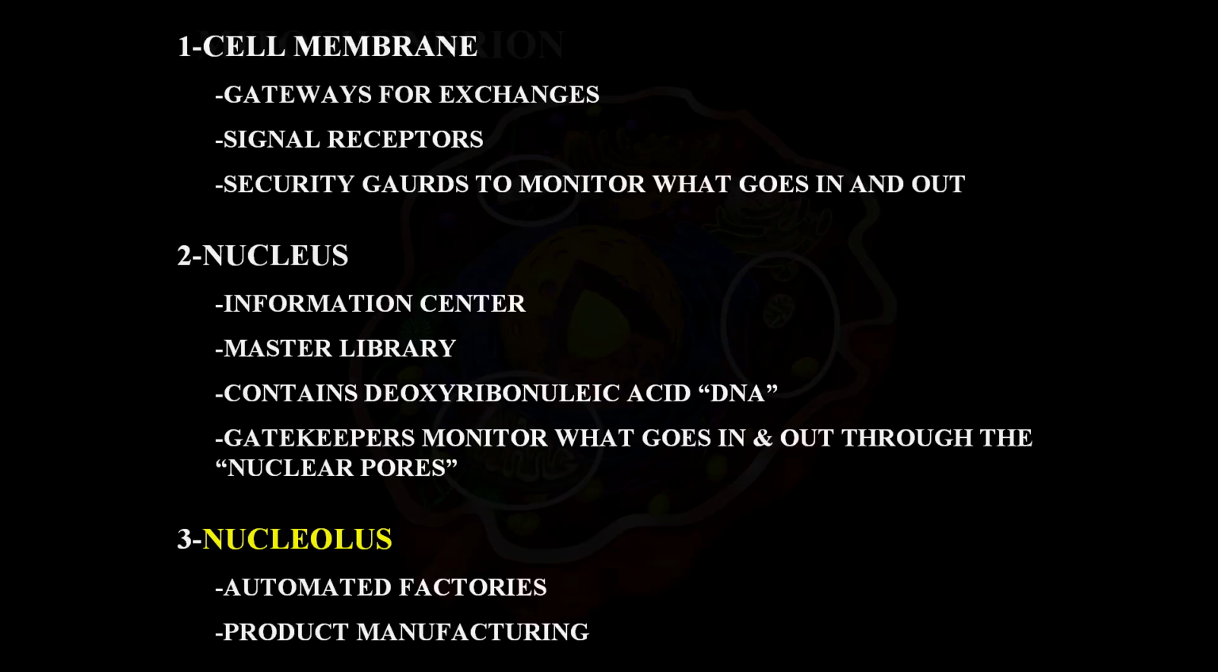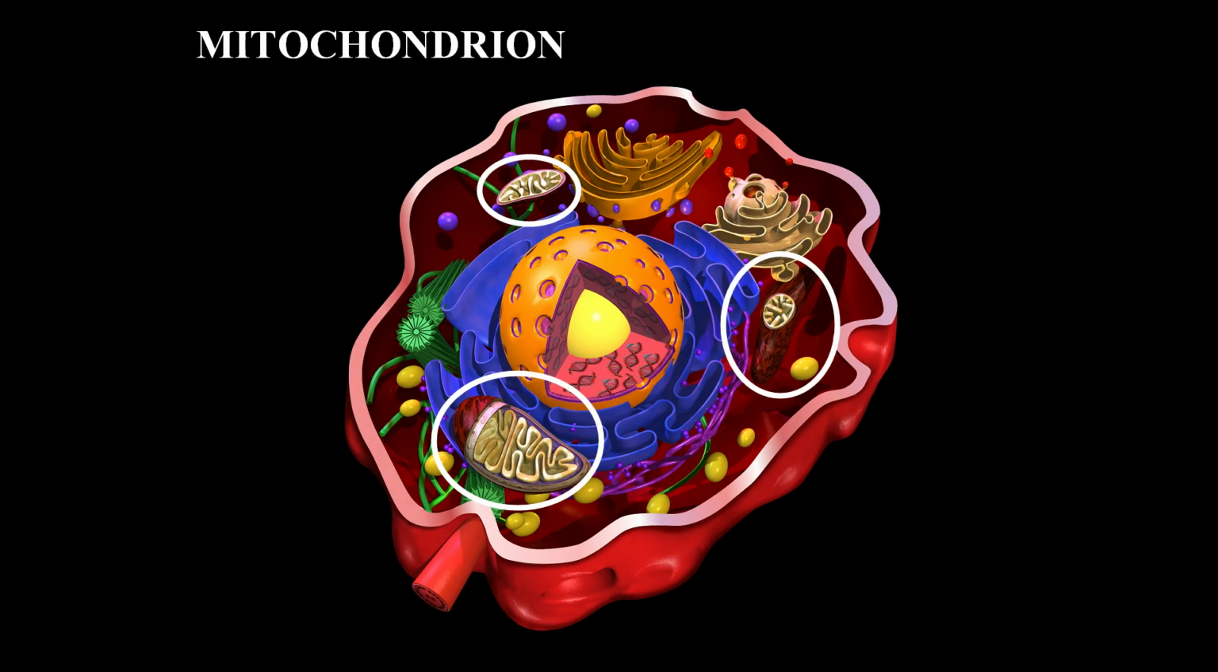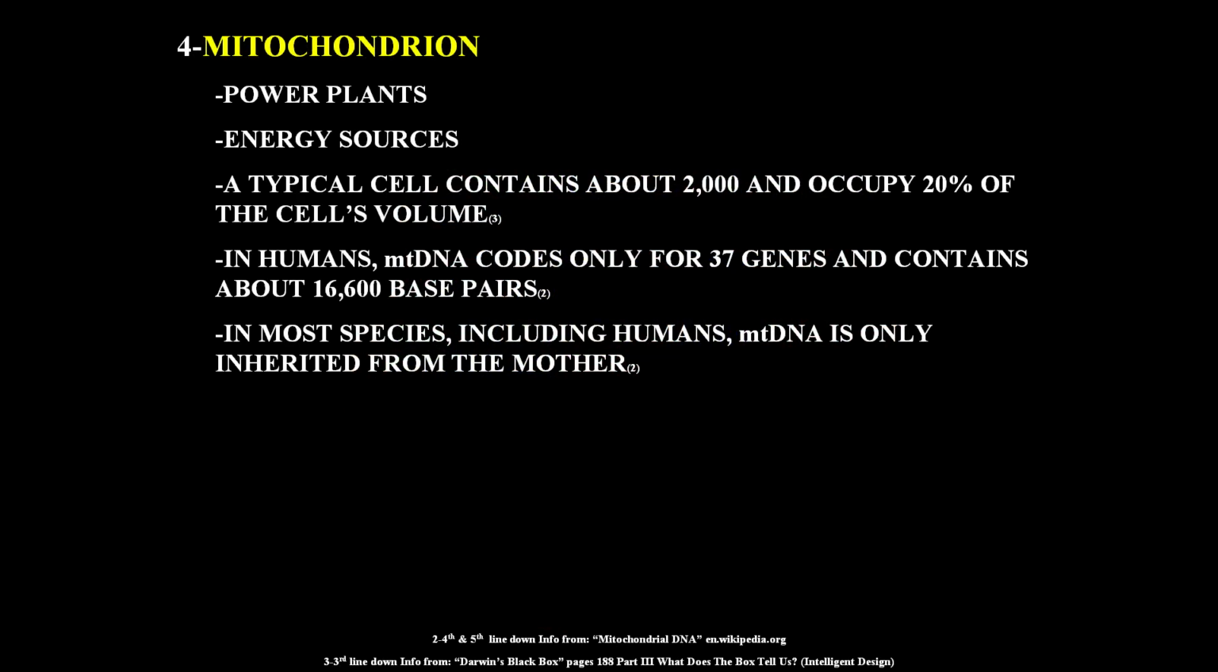All right, now let's talk about the mitochondrion. You'll notice I have those circled there on that cell. That's where they're located. They're power plants, energy sources. A typical cell contains about 2,000 and they occupy 20% of the cell's volume. In humans, mitochondrial DNA codes for only 37 genes and contains about 16,600 base pairs.